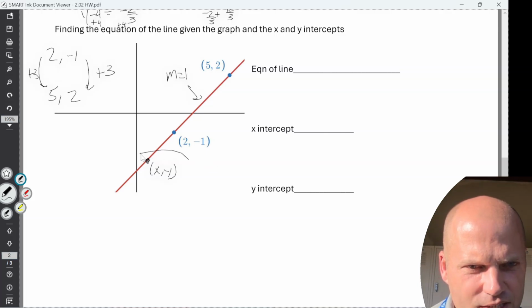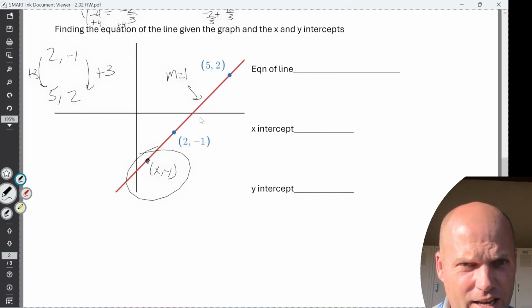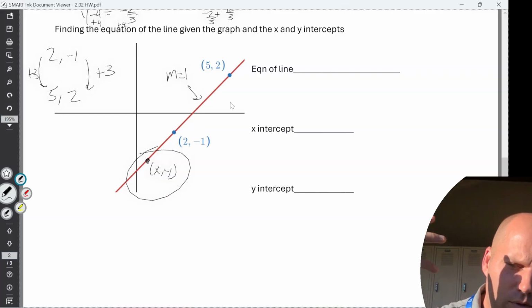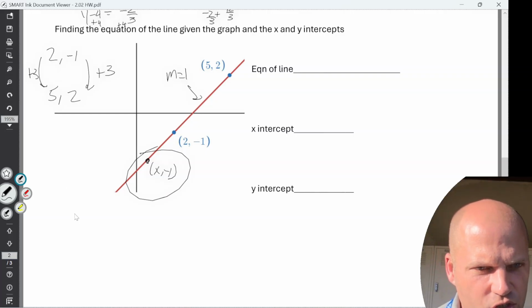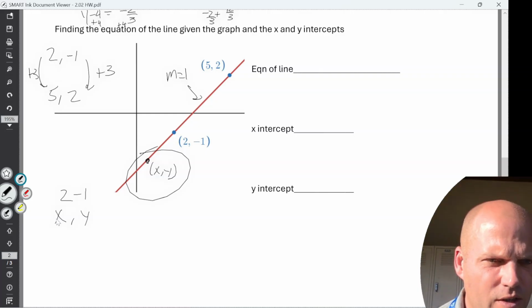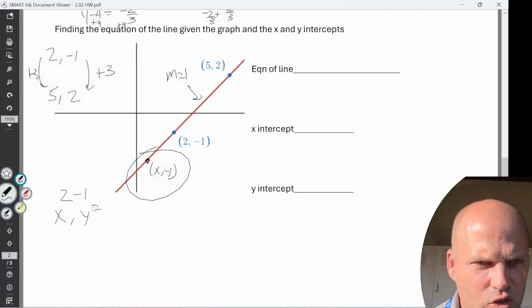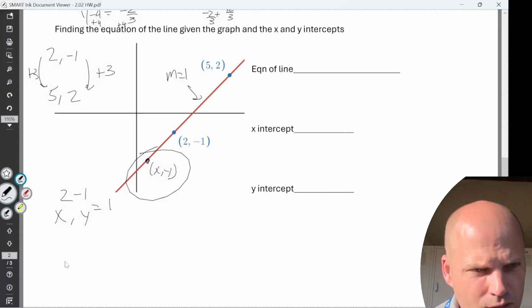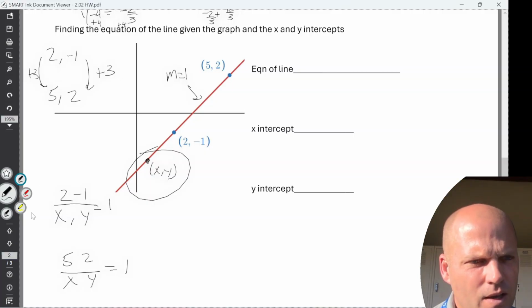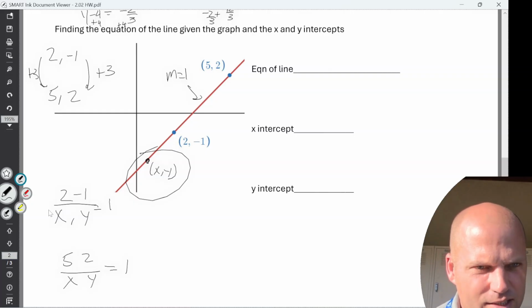So that means any point that connects with either of these points, as long as it has a slope of 1, is a point that wins. So we could start with the idea of the point (2, -1) going to the point xy having a slope of 1, or you could say the point (5, 2) connecting with a point xy has to have a slope of 1. And that's not right.